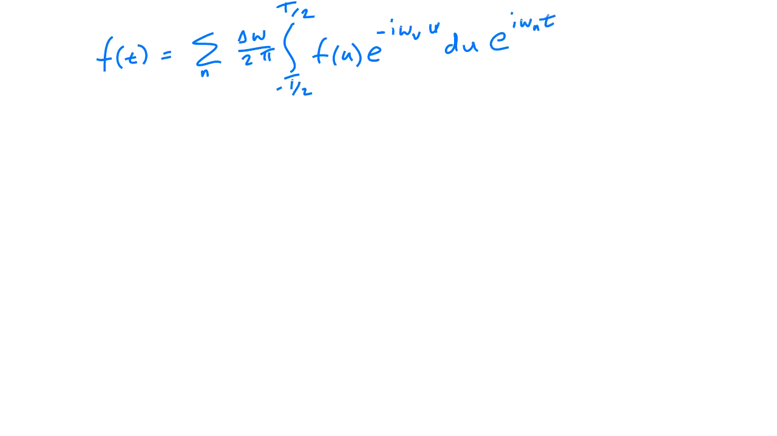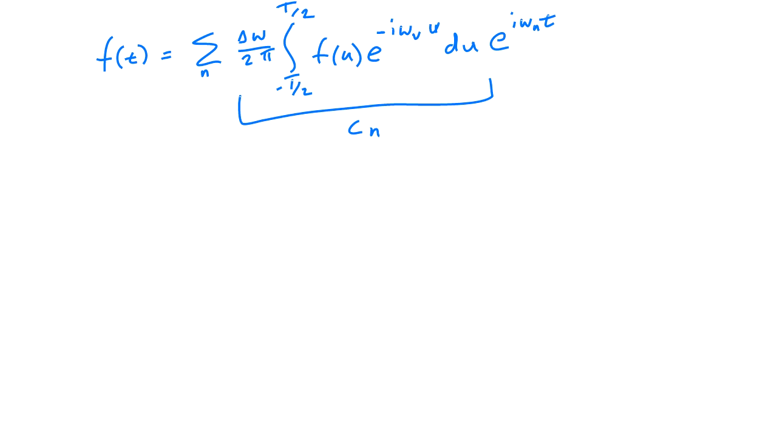and then all this times e to the i omega sub n t. And what you could see here is that everything from here over to here is basically just c sub n. So effectively, this is the same thing as just saying we're going to have f of t as c sub n and then this other stuff.